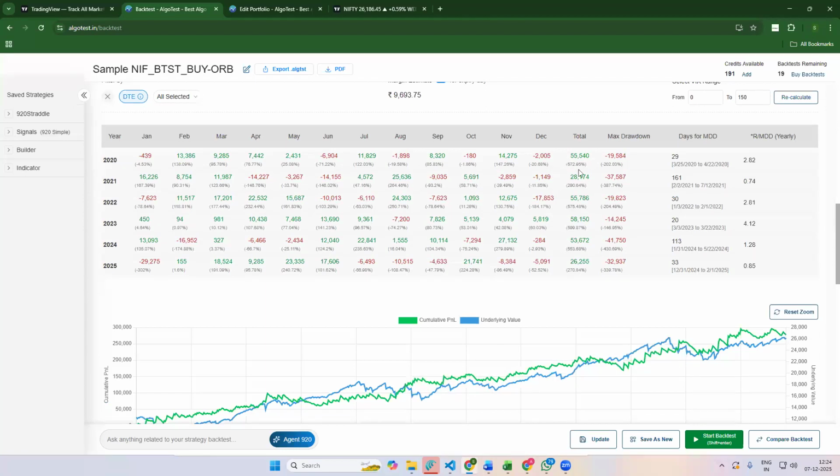In the year 2020, you made 572%. In the year 2021, you made 290%. So if I see, the minimum you have made is 270%, right? And max days in drawdown was very bad for 2024. Otherwise, it was very good for the other years.